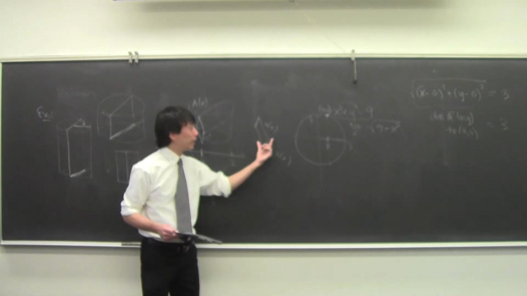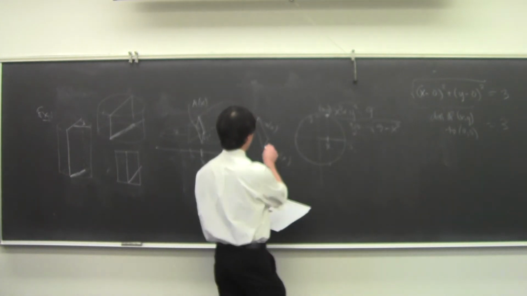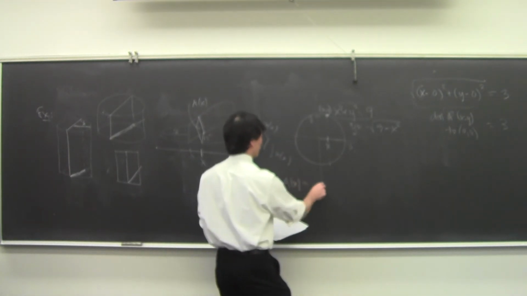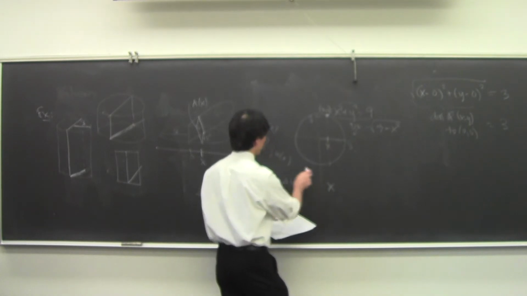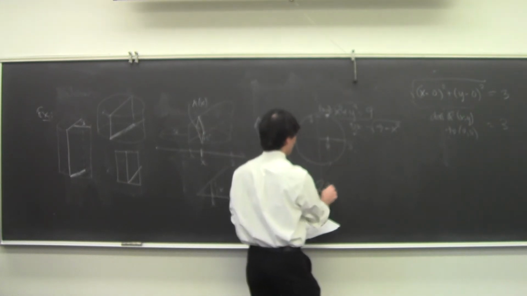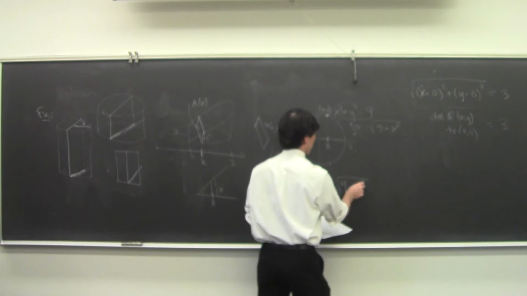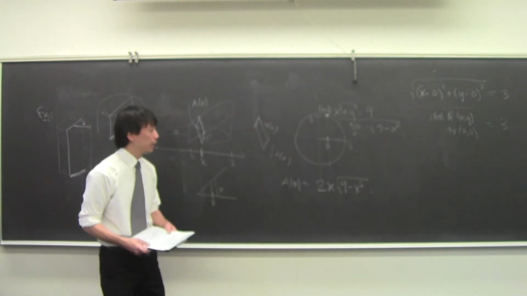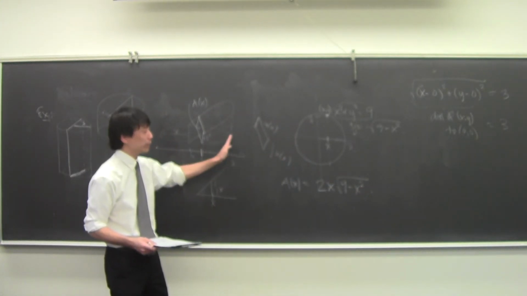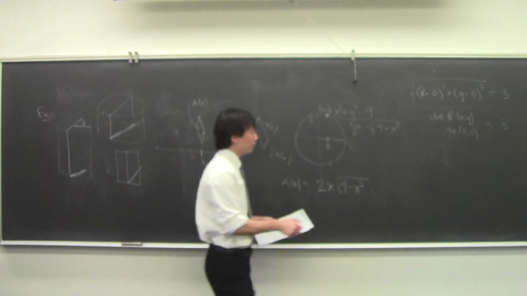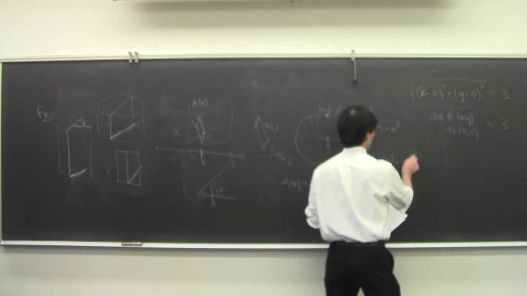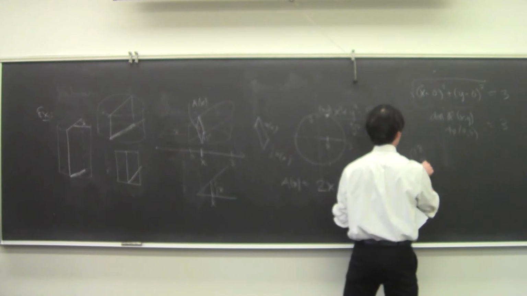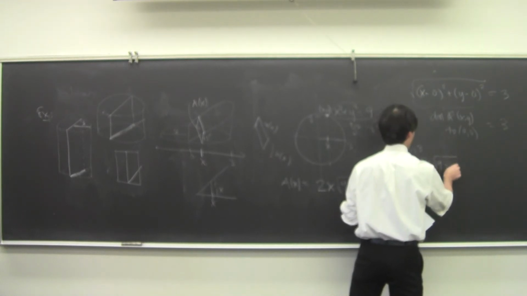So the area, what's the area going to be? Well, A of x is going to be the height times the width, and we're going to integrate that between 0 and 3. So the volume is going to be the integral from 0 to 3 of 2x times the square root of 9 minus x squared dx.